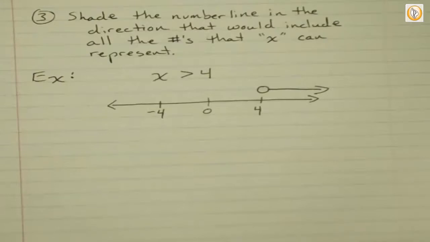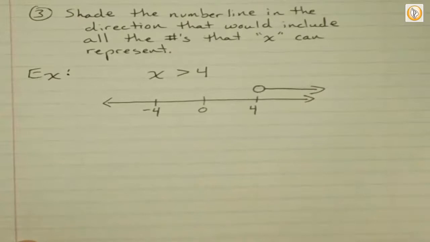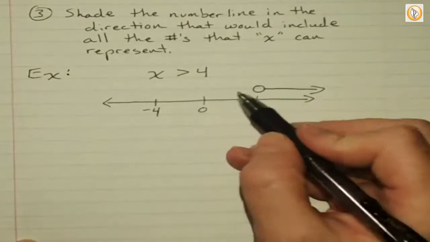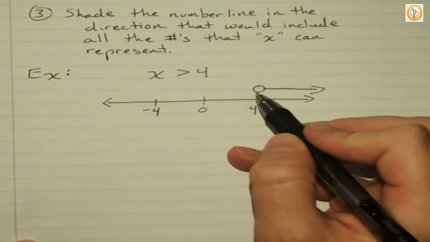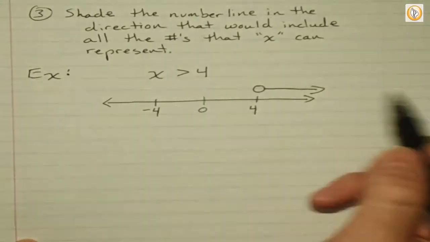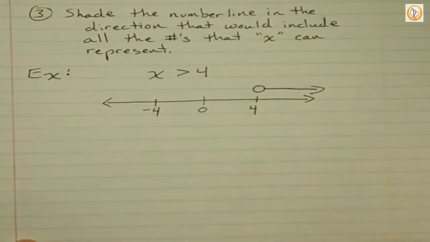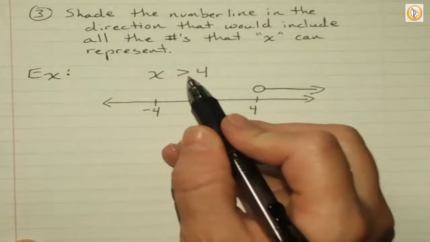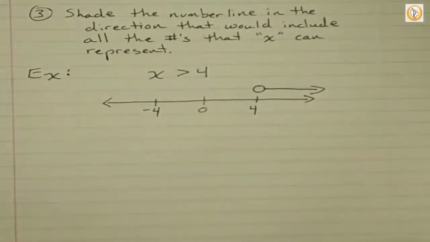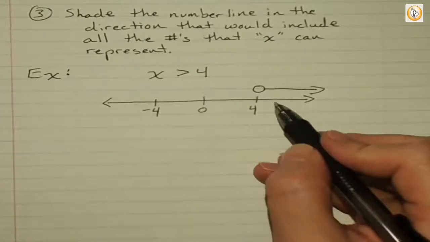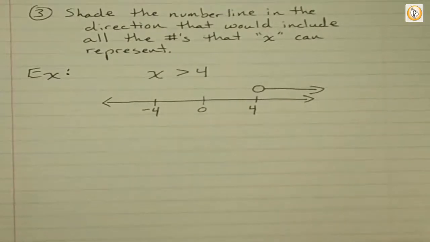Now, the biggest mistake kids make is not whether you use an open and closed circle. It's which direction to go. They just get confused. You need to ask yourself, x is greater than 4, and think of some numbers that are greater than 4. And have that arrow go in that direction.